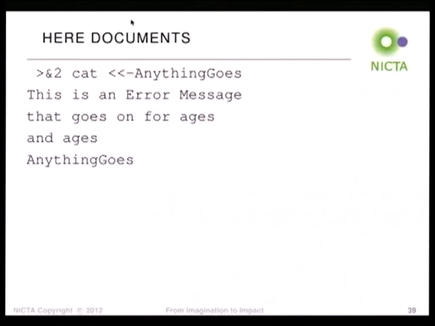So, here documents. This one's interesting too. Sometimes you want to put something which is more than just a line into something. The here document lets you do that. For some reason, the white space there has disappeared in the slide, which is a problem. But what we have here is the cat command, and it's taking as input all of this stuff and putting it onto standard error.